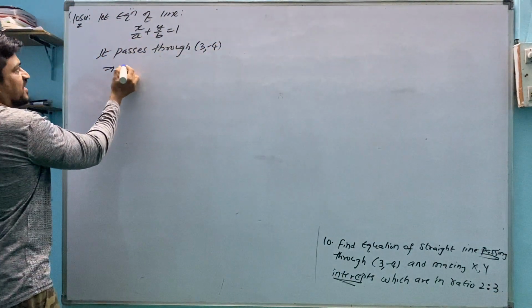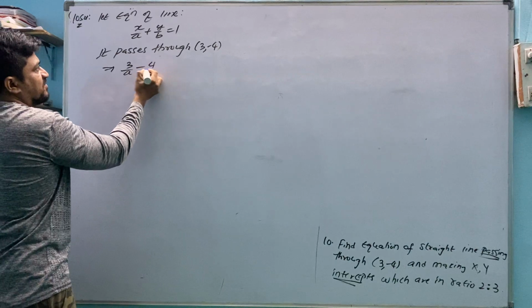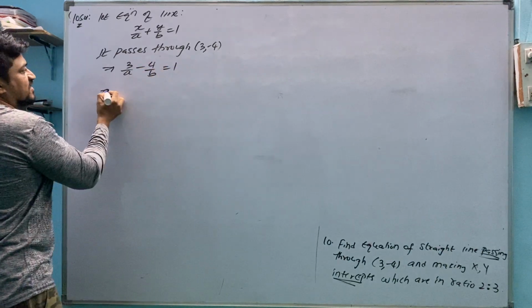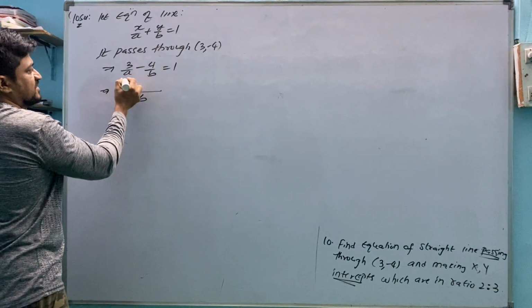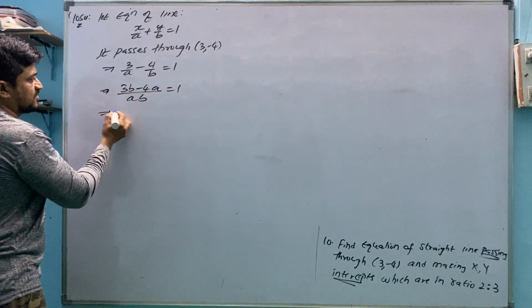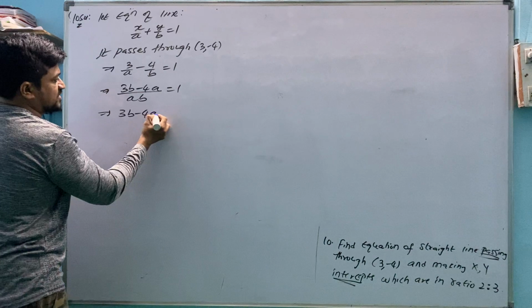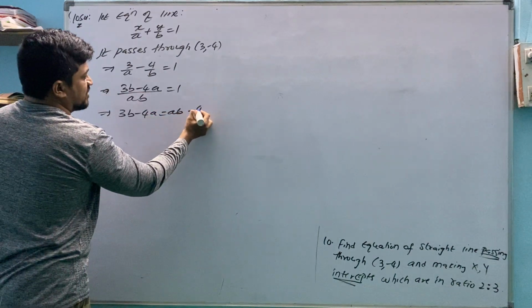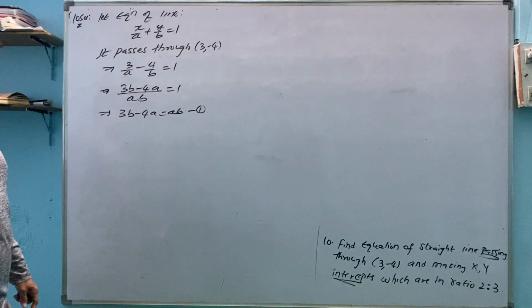We'll write 3 and minus 4 in place of x and y. Then we'll simplify this with AB. This is 3B minus 4A is equal to AB, equation 1. Next point.